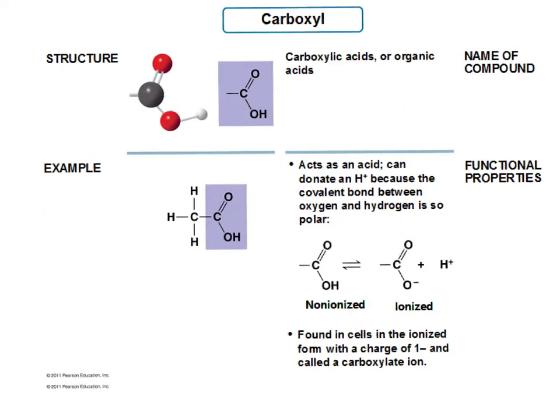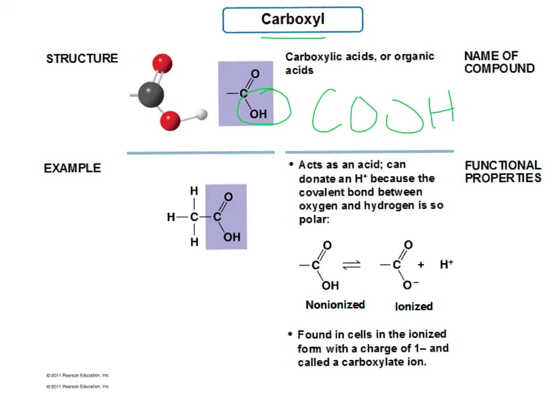Next, we have a carboxyl group. Okay, so a carboxyl group is going to be a little bit different than a carbonyl group because it's going to have this OH bonded to it as well. Now, your carbonyl group was just your C double bonded to the O. Your carboxyl group is going to be a C double bonded to an oxygen as well as to that hydroxyl group. A lot of times you'll see it written like this.